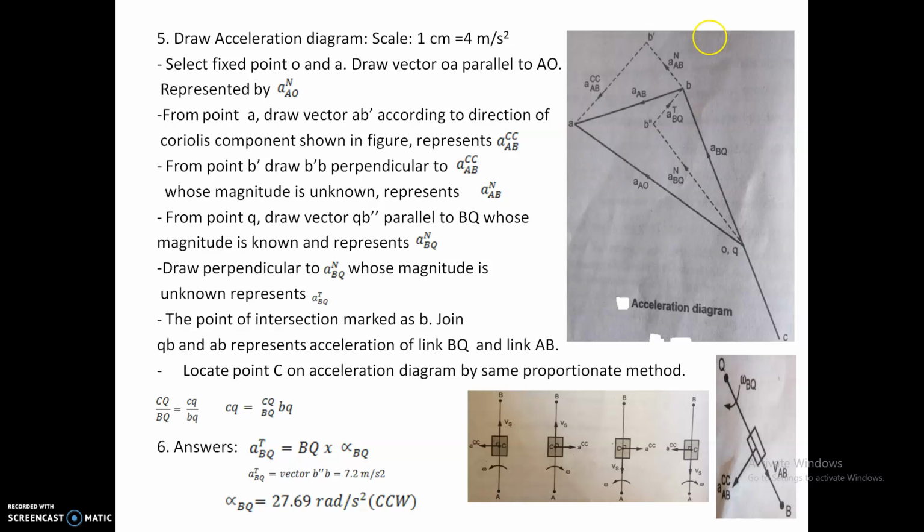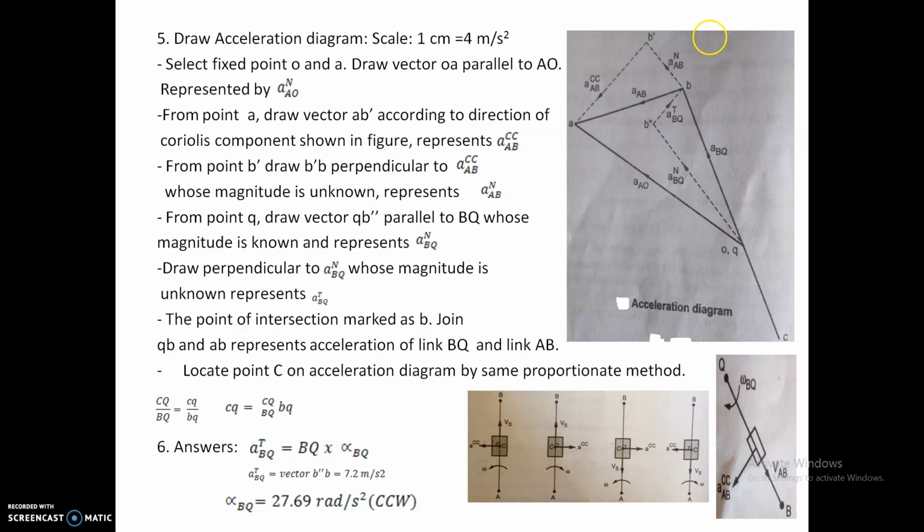So the Coriolis component and the normal component of AB make the final component of AB. In the same way, by joining the small b with the fixed point, you will get the final acceleration of link BQ, made of the normal component of BQ and the tangential component of BQ. Accordingly, you have to give the direction. In the end, you have to locate the point C as usual, as we did in the earlier problem using the proportionate method. In this way, you draw the acceleration polygon.